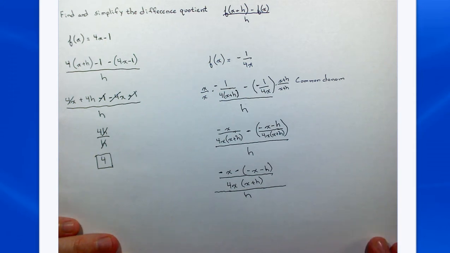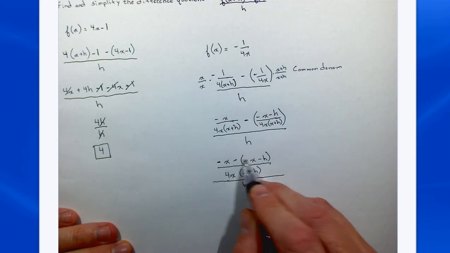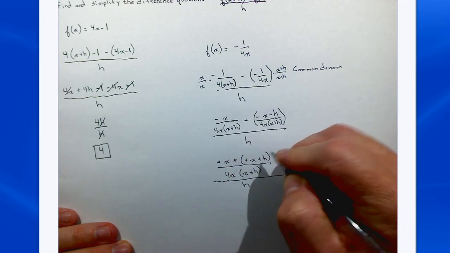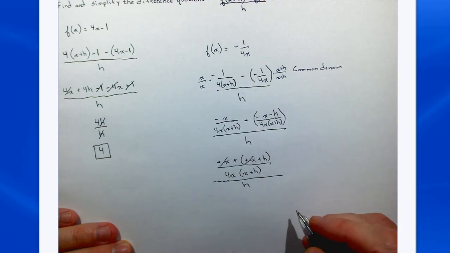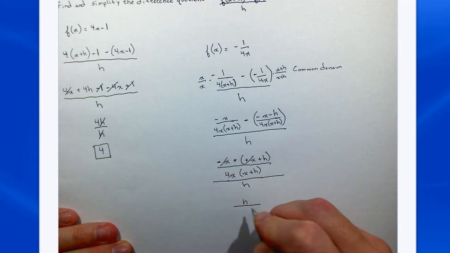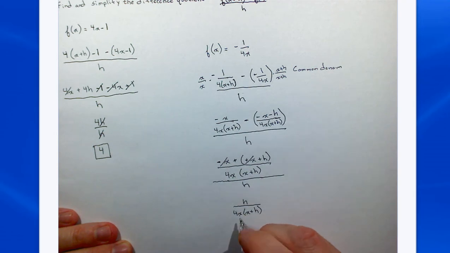Now I'm going to combine my like terms in my numerator by distributing that. A negative times a negative really becomes a positive, and that becomes a positive. My x's will cancel. A negative x plus x is simply 0. So what I have is h over 4x times x plus h, over h. Dividing by a number is the same as multiplying by its reciprocal.